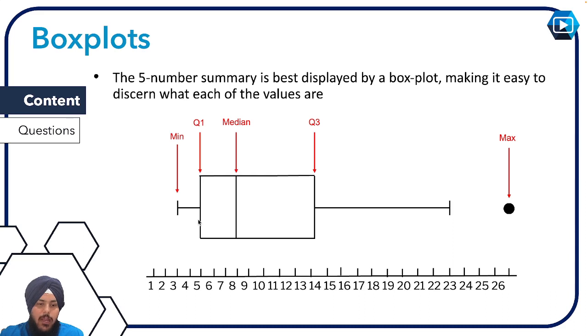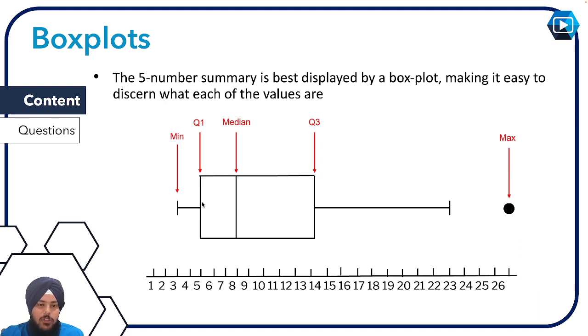So the Q1 represents the bottom 25% of the data. And the median represents the 50% of the data. So the median is at the 50% point of the data. So we have 50% of the data below the median and 50% of the data above the median. And then if we look at the Q3, that represents 75% of the data. So each quartile, you can almost say, represents 25% of data.